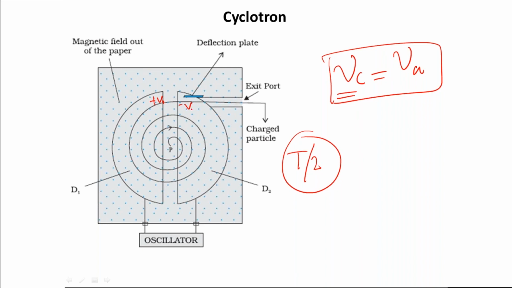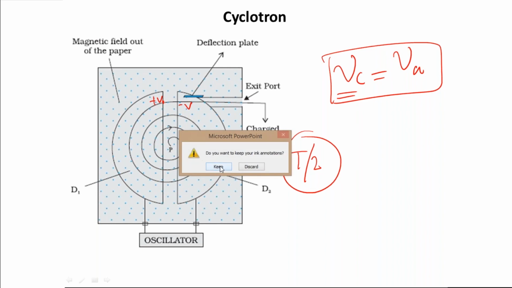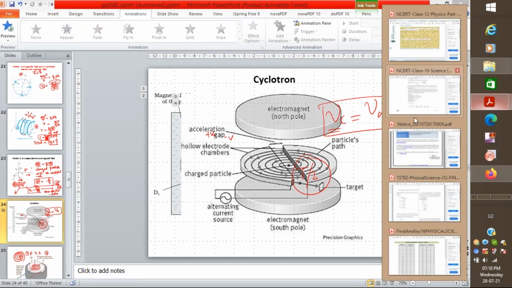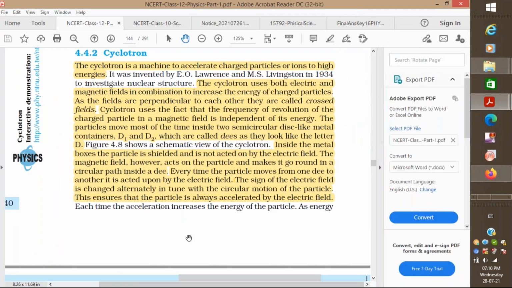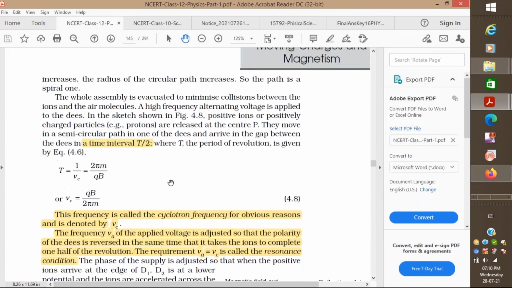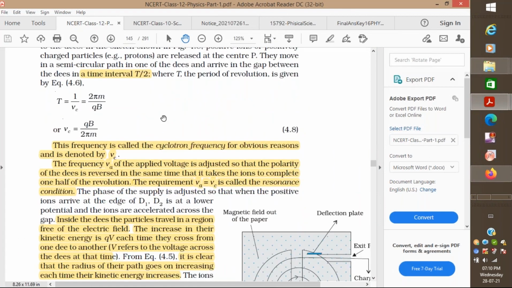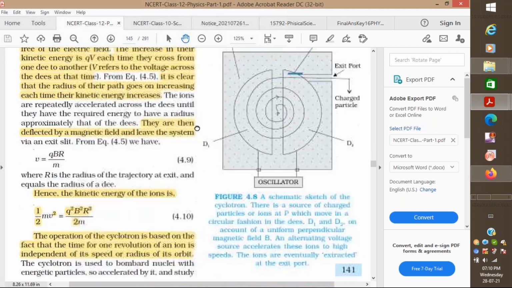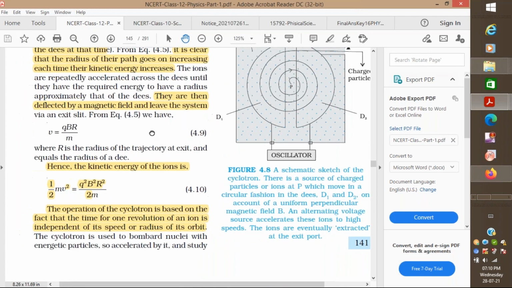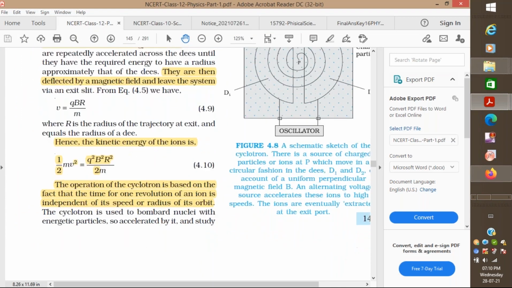If you read this, you will be able to understand it again from your textbook. I think the time is already up, so I'm not going to take more time. I'm giving you the task to find out the time period, and you can apply m v square by r is equal to q v B. Whatever I have to say, I have already discussed. Now you have to find the expression for the kinetic energy, and also find the frequency, etc. Try to develop those things.